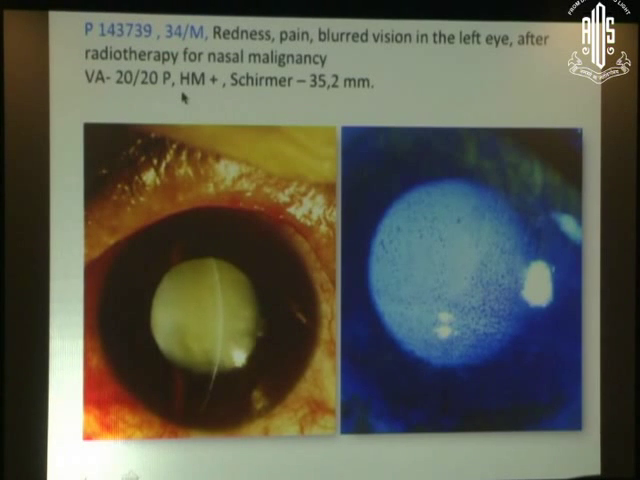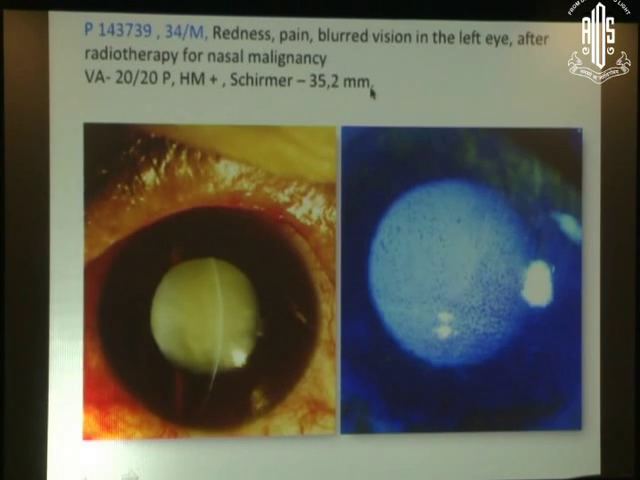A 34-year-old young man who complained of symptoms only in the left eye after radiotherapy for a nasal malignancy, which was also on the left side. So this is a case of radiation-induced dry eye, something you would see if you're attached to a subspecialty or super specialty hospital. He also has a cataract, which is radiation-induced. So the right eye is absolutely normal with visual acuity and Schirmer.